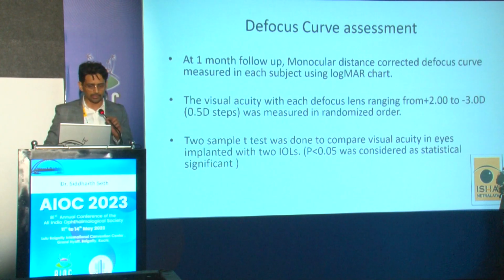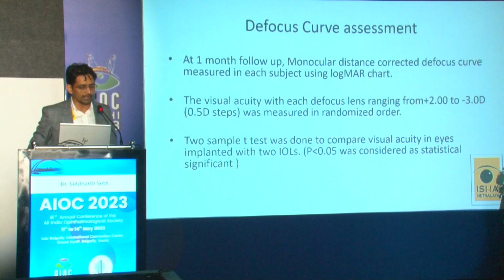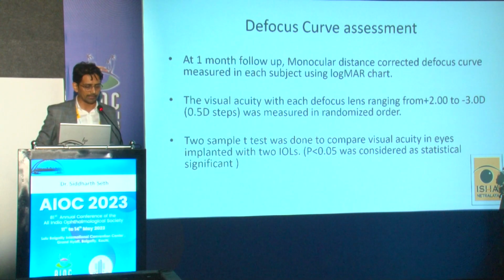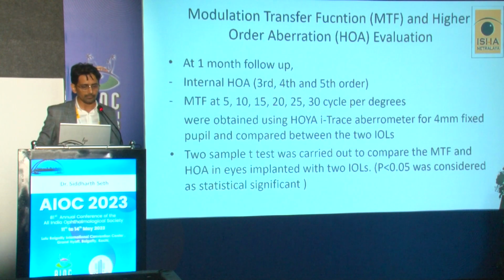How we analyzed the defocus curve was, at 1 month post-op follow-up, monocular distance corrected defocus curve was measured in each subject using a logMAR chart. Whatever refractive error the patient had, we put that error and then we analyzed the defocus. The visual acuity with each defocus lens ranging from +2 to -3 diopter in 0.5 steps was measured in randomized order, and a 2 sample t-test was done to compare visual acuity in eyes implanted with these 2 IOLs.